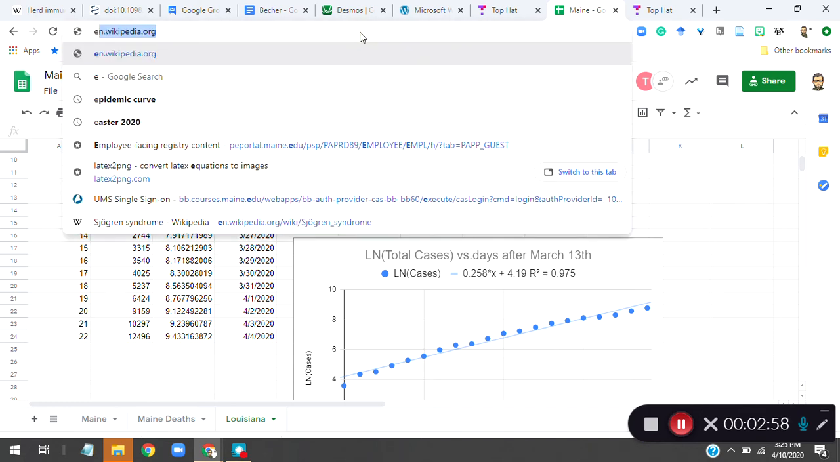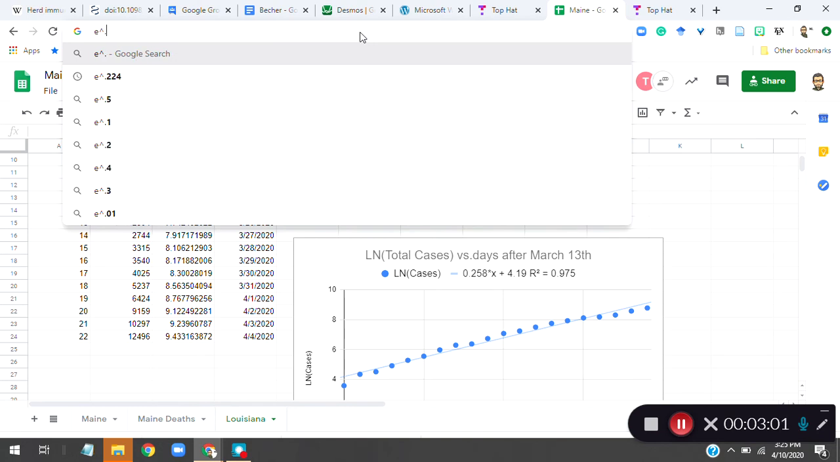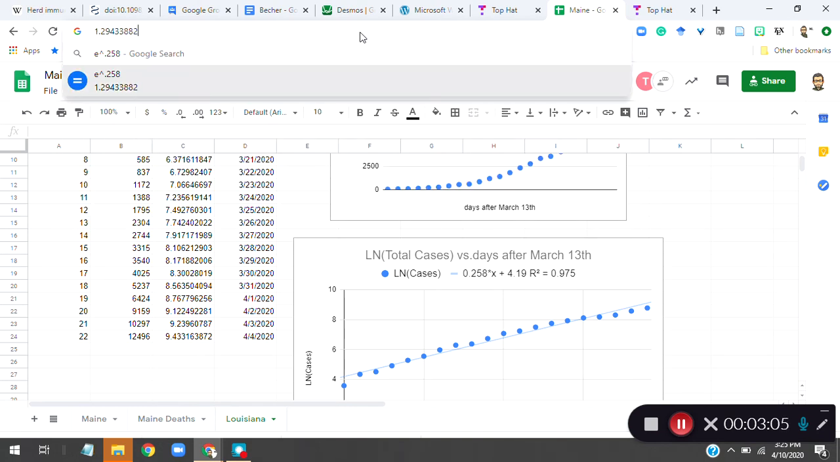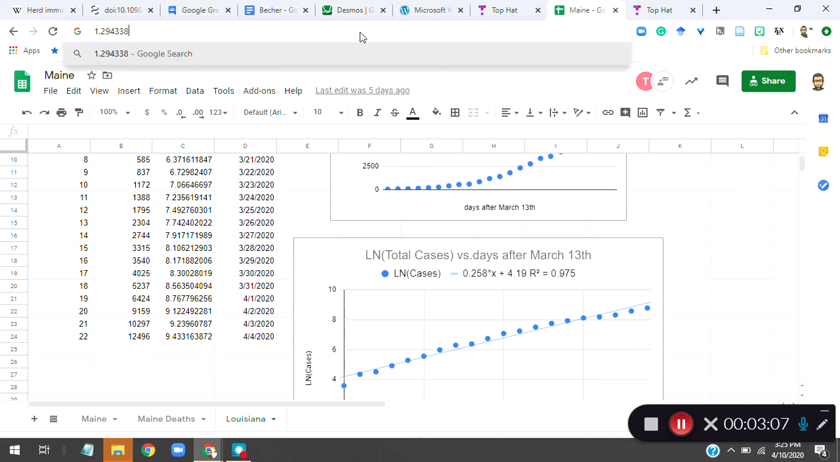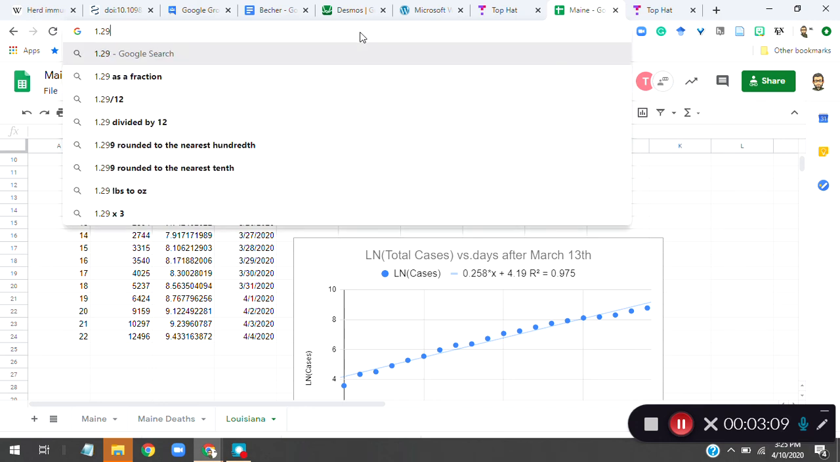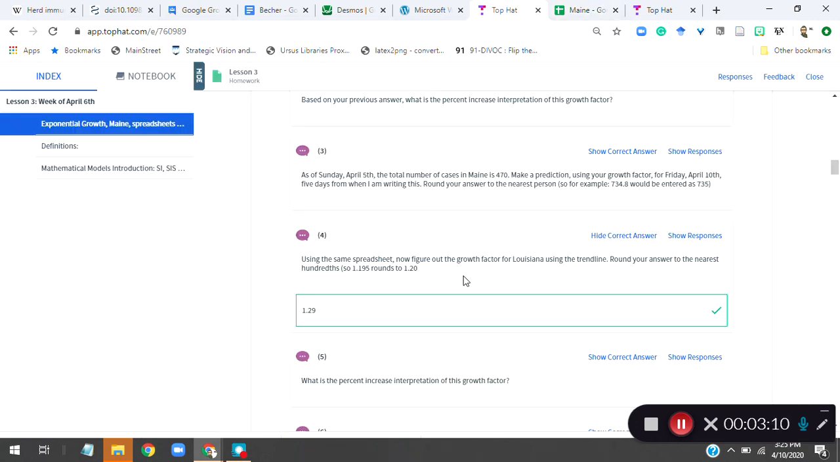So it's e to the power of 0.258. That gives us 1.294. So then rounded, that's 1.29. So for Ford's, 1.29 is the growth factor. So that hopefully will help some of you get through the rest of these exercises. So yeah, let's stop there.